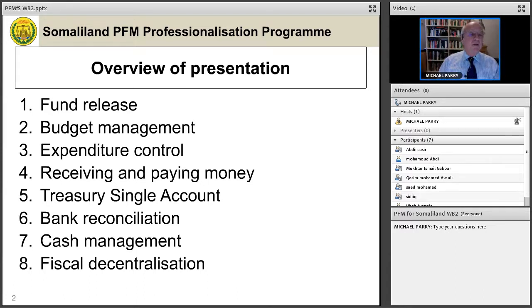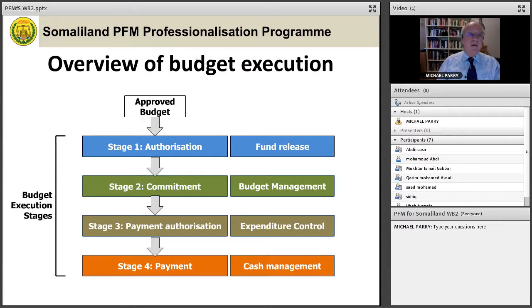Number 1 is fund release, budget management, expenditure control, receiving and paying money, the concept of the Treasury single account, bank reconciliations, cash management, and finally fiscal decentralisation. And these all form part of budget execution.